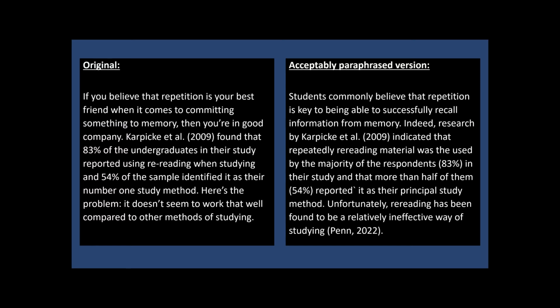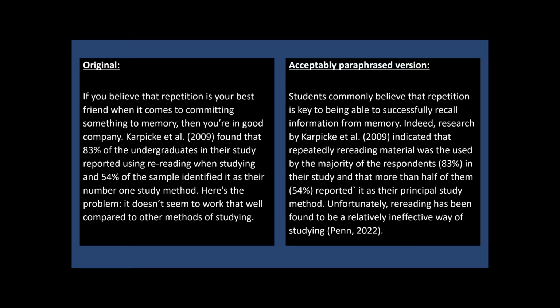So let's have a look at an acceptable example of paraphrasing. On the screen at the moment there are two short passages of text. On the left-hand side of the screen, you'll see the same original passage of text that was used in the previous example. On the right-hand side of the screen, you'll see an acceptably paraphrased version of that text. You might want to pause the video at this point to give yourself a chance to read the text that appears on screen, and press play when you're ready to continue.